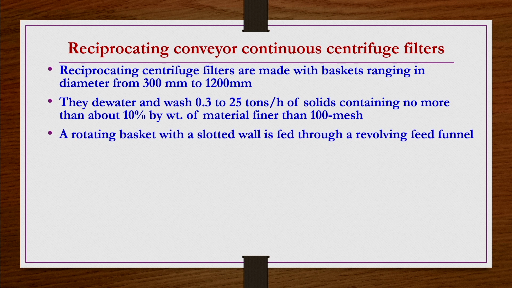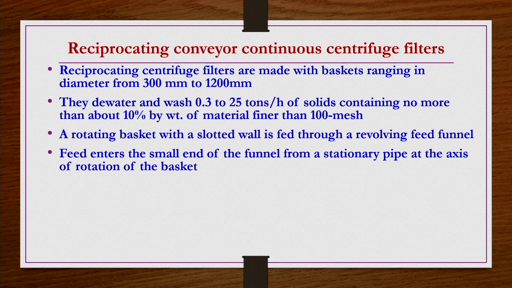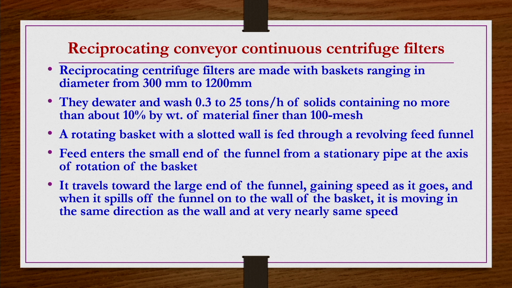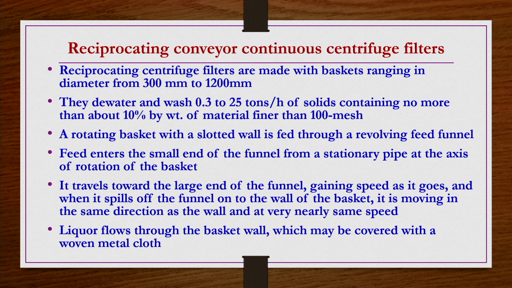A rotating basket with a slotted wall is fed through a revolving feed funnel. Feed enters the small end of the funnel from a stationary pipe at the axis of rotation of the basket. It travels toward the large end of the funnel, gaining speed as it goes, and when it spills off the funnel onto the wall of the basket, it is moving in the same direction as the wall and at very nearly the same speed. Liquor flows through the basket wall, which may be covered with a woven metal cloth.